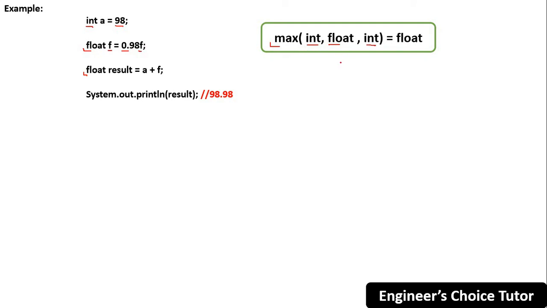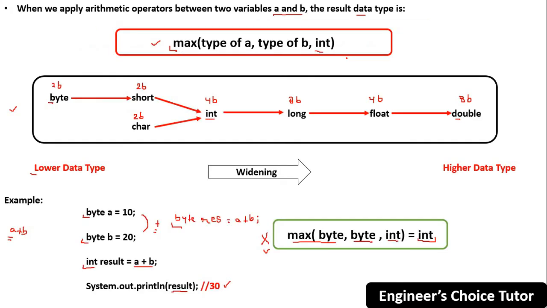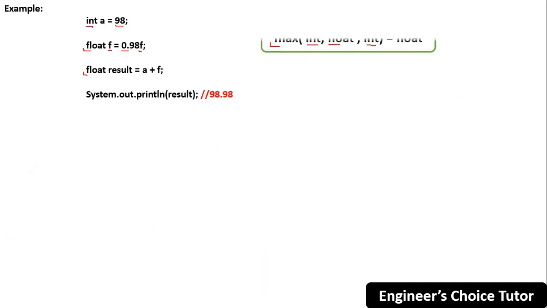Now you should also know, in the last slide I showed you this picture. You have to remember this picture. So float comes here. Float is a higher data type than int. So what will come here? Float. Max of this is float.